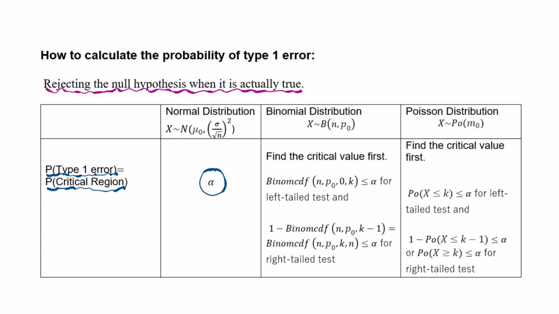For binomial distribution, you need to figure out the critical value. For Poisson distribution, it's the same as binomial distribution. We need to figure out the critical value, then based on what kind of test, figure out the probability of type 1 error.